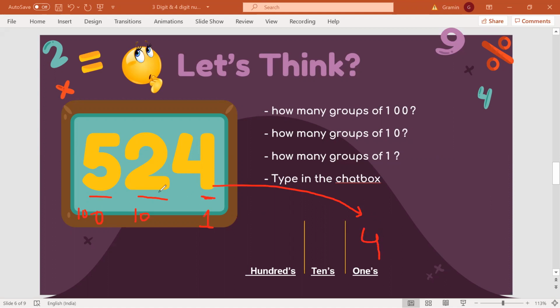What will be the digit at tens position? It will be simply 2. And what will be the digit at hundreds position? It will be simply 5.